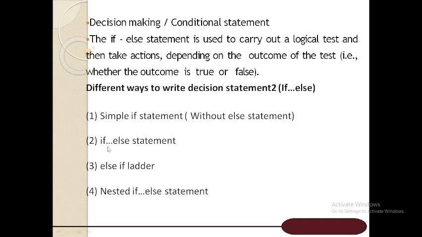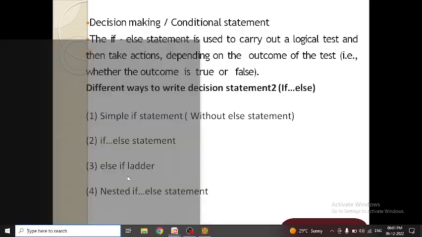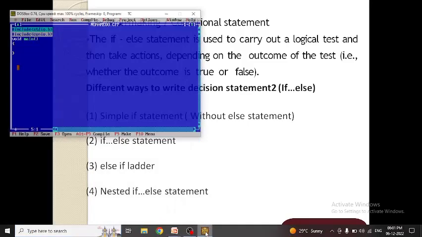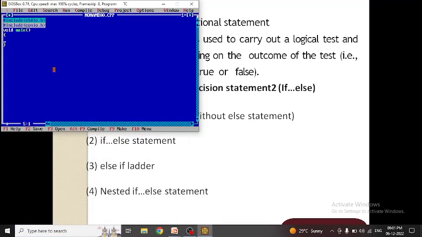There are four types of if. First, simple if, then if with else, then else if ladder, and fourth one is nested if. I will perform all four types practically. If condition is one of the very important concept in your programming language. I will start with simple if. Now I will take you to Turbo C. And in front of you I will perform all these four types of conditional statement.